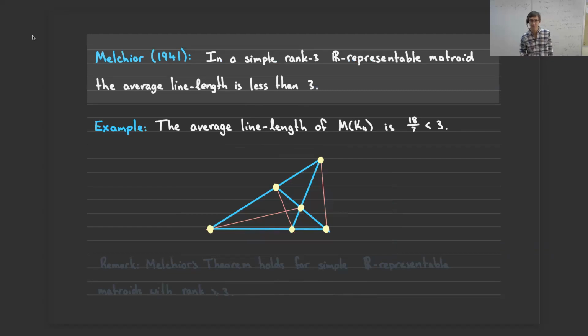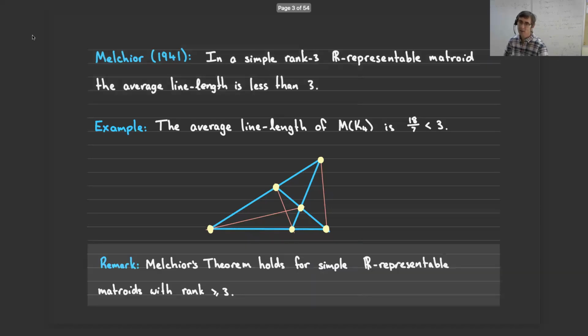So let me start off by telling you a precursor result due to Melchior from 1941. Melchior's result is that if you take a simple rank 3 real representable matroid, the average line length is always going to be less than 3. So for example, here I've drawn the cycle matroid of K4. We have 4 lines of length 3 and 3 lines of length 2. So of course the average line length is going to be a bit less than 3. It's 18/7 if you compute it. And Melchior's result says that's going to be the case for whatever real representable matroid you take.